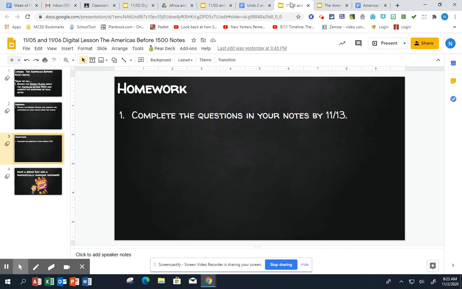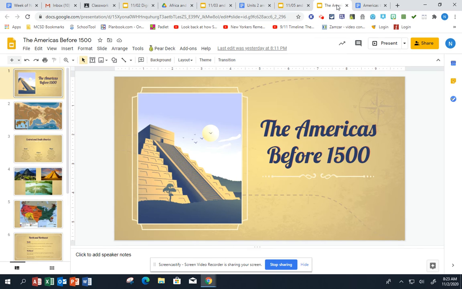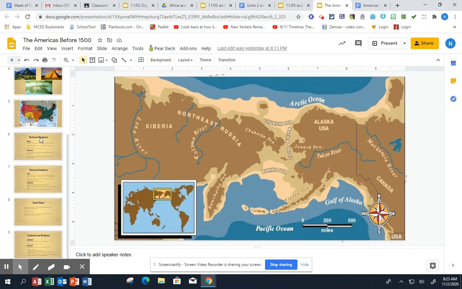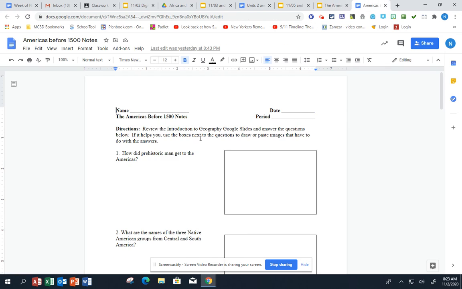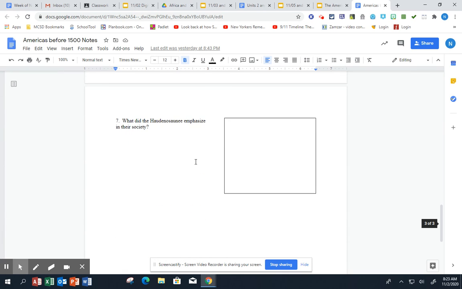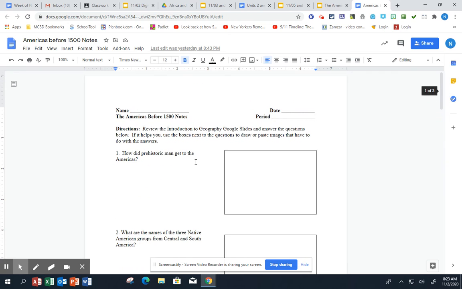So what am I talking about when I'm talking about the Google Slides and the notes? So these are the Google Slides that we're talking about. So we're going to go through that. We're going to talk about that. And then your notes, there's really only 7 questions here that you have to answer, guys. It's a pretty short set of notes, so you should have no problem answering it.